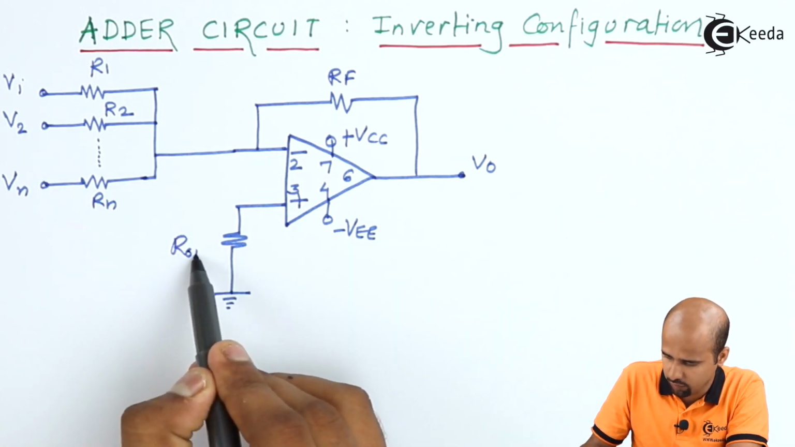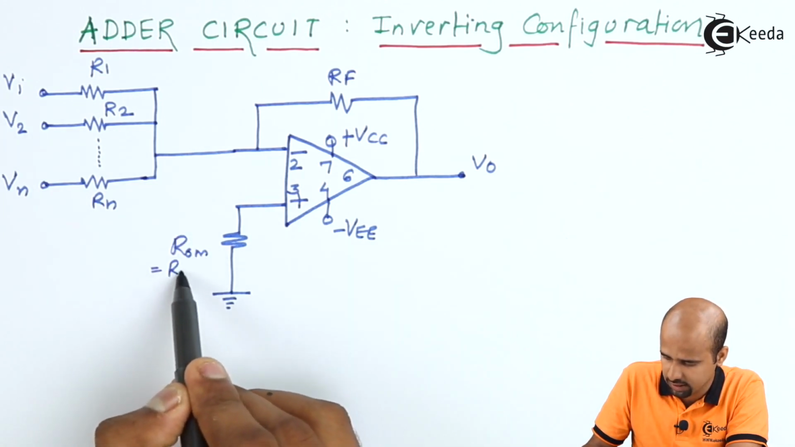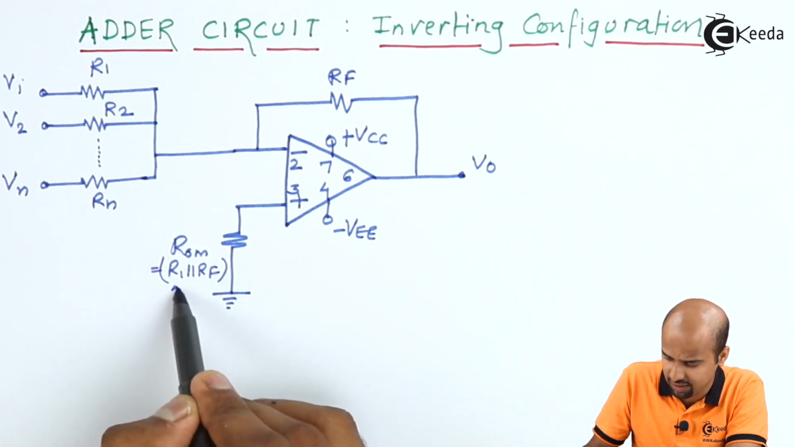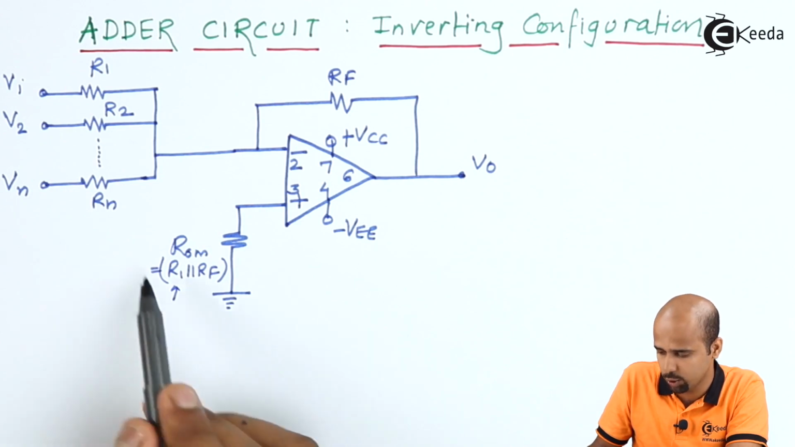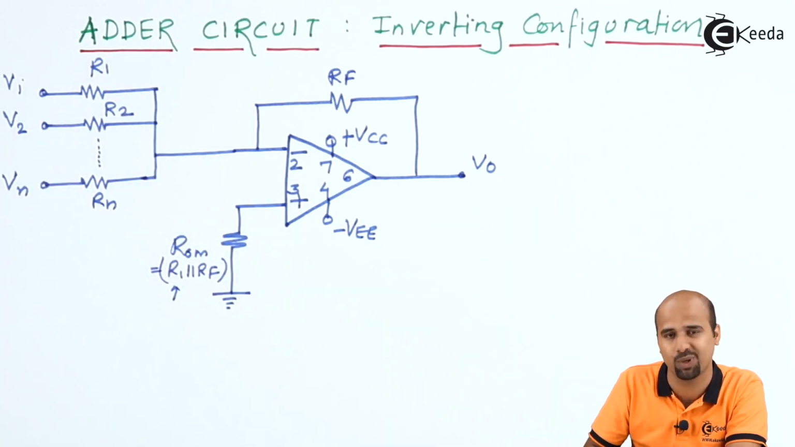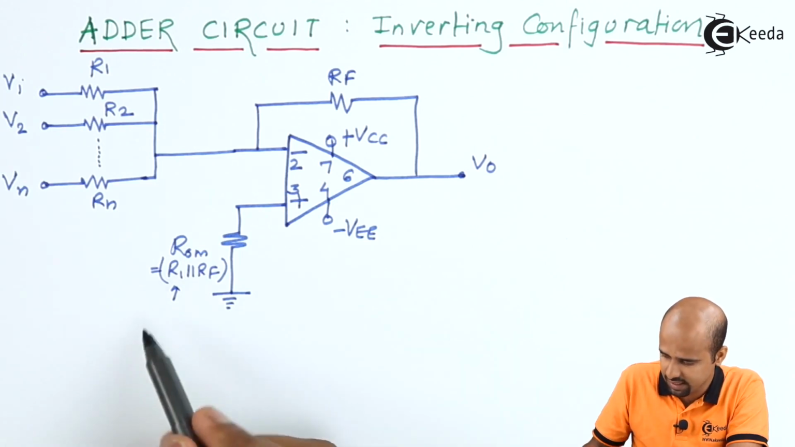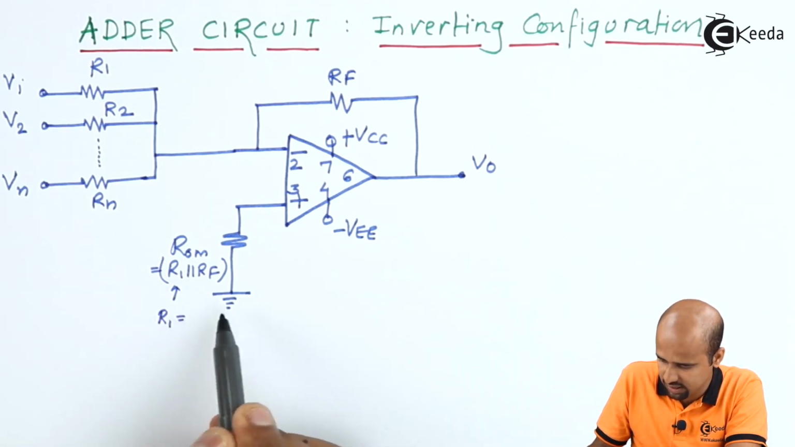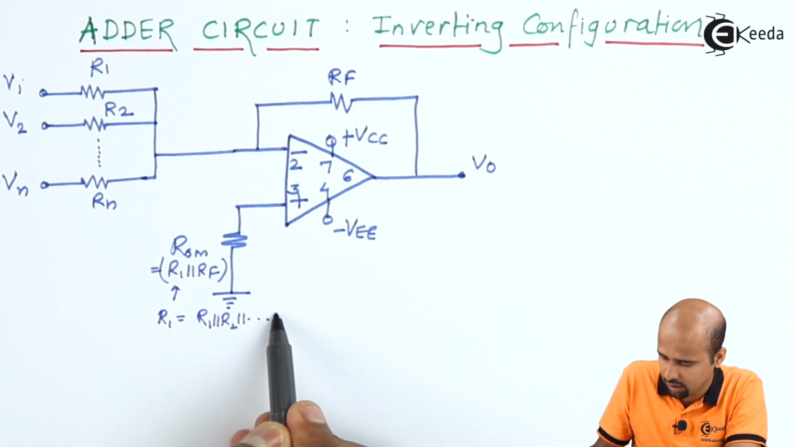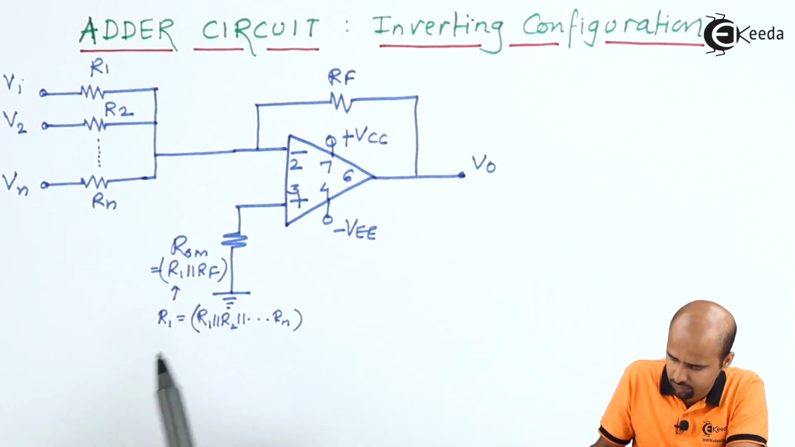This is the value of ROM that we have learned. It is nothing but R1 parallel RF. Now that R1 is nothing but the value of the parallel combination of all the resistances, right? Now in this case R1 is equal to R1 parallel R2 parallel up to Rn. Fine.